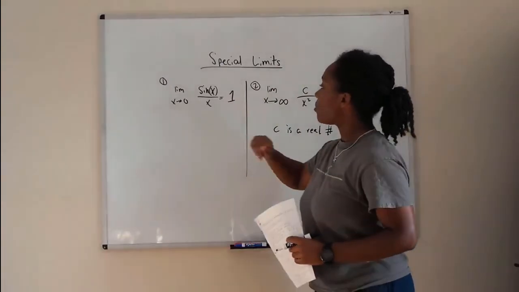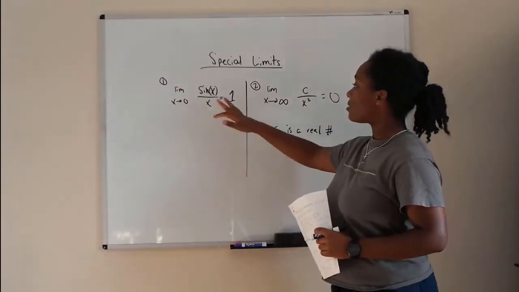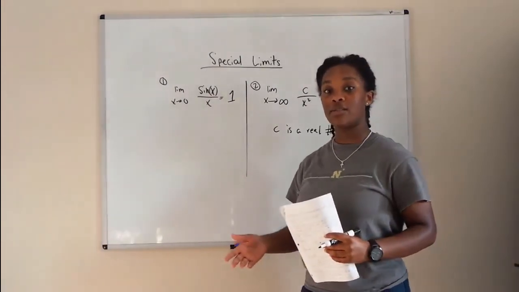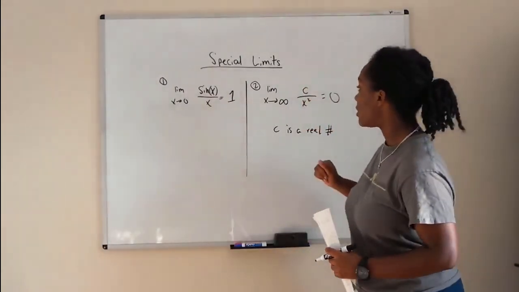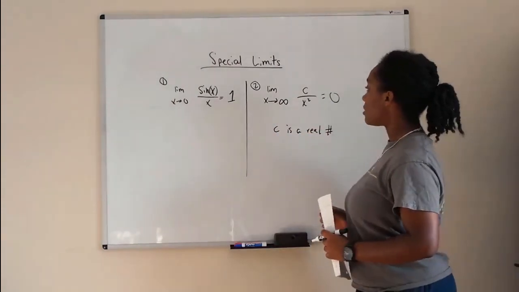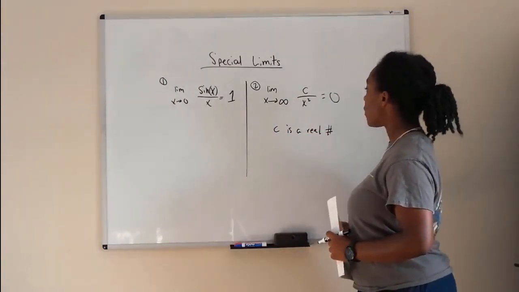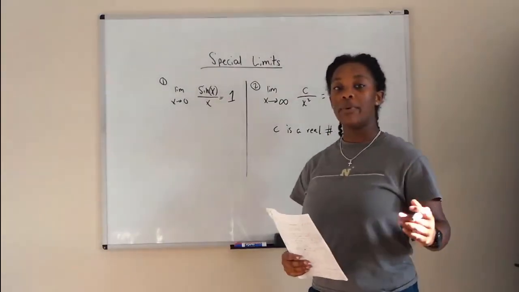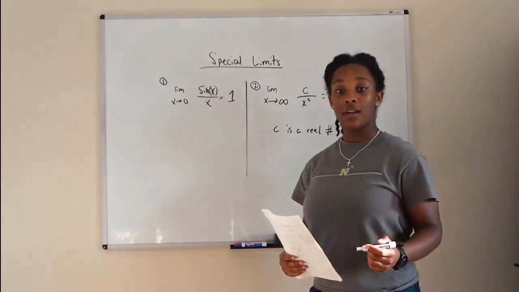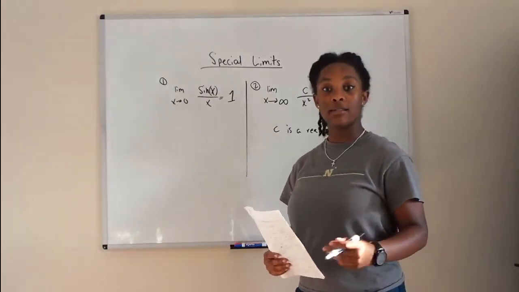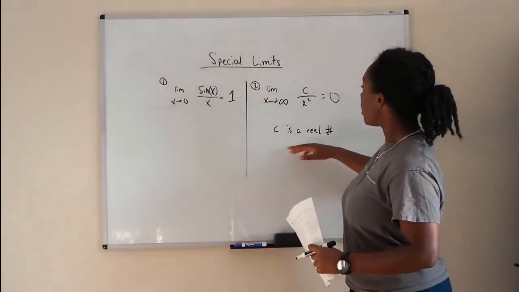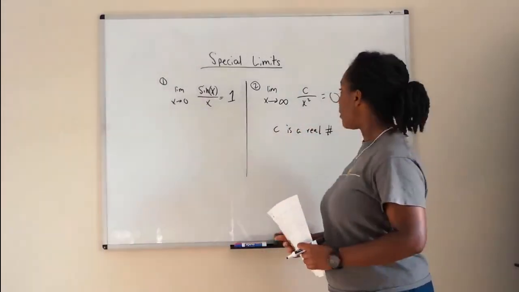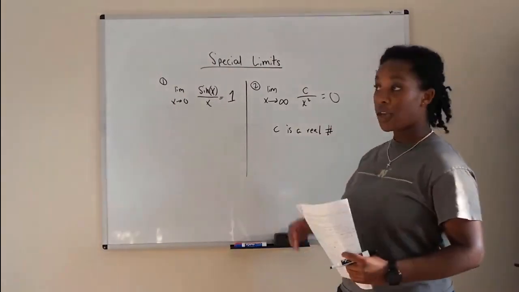Okay, so the limit as x approaches 0 of sine of x over x is just 1. I will link a proof down in the description if you're interested as to why that is, but that's just a good one to memorize. And then number 2, the limit as x approaches infinity of c over x squared is equal to 0. Going back to the one where we talked about the limit as x approaches infinity of 1 over x is equal to 0. If you have a real number and it's just getting divided by infinity, increasingly larger and larger values, it's just going to get crushed down to 0 again.